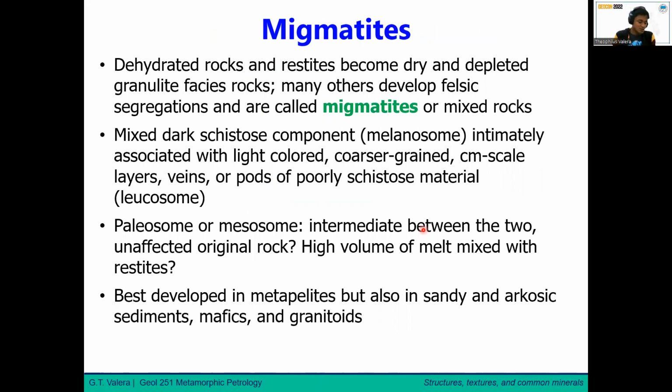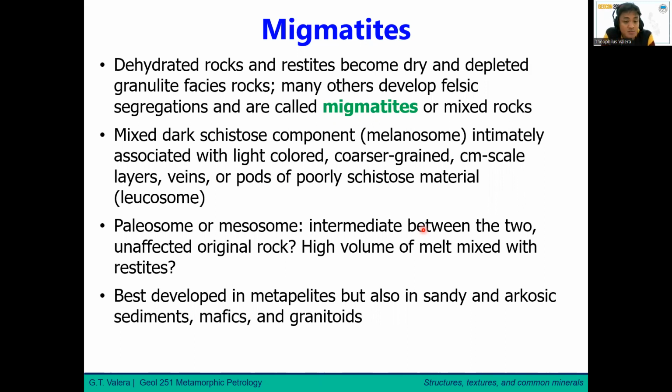So this produces yung ating migmatites. Migmatites are dehydrated rocks, and restites becoming dry and depleted. They are usually dry and depleted granulite facies rocks. Many others develop felsic segregations and are called migmatites, literally meaning mixed rocks. They are composed of mixed dark schistose component, the melanosome, intimately associated with light-colored, coarser-grained, centimeter-scale layers, veins, or pods of poorly schistose material or leucosomes.